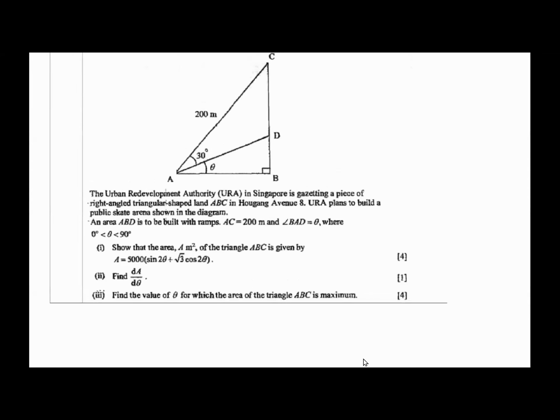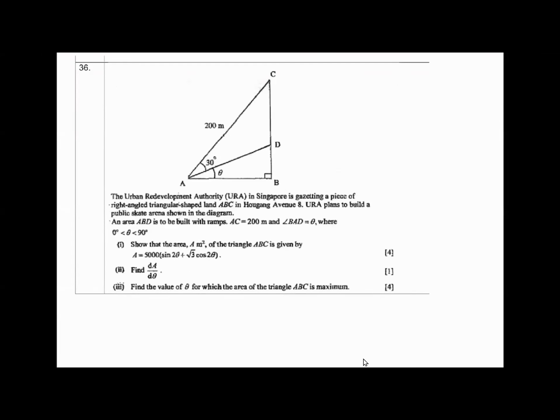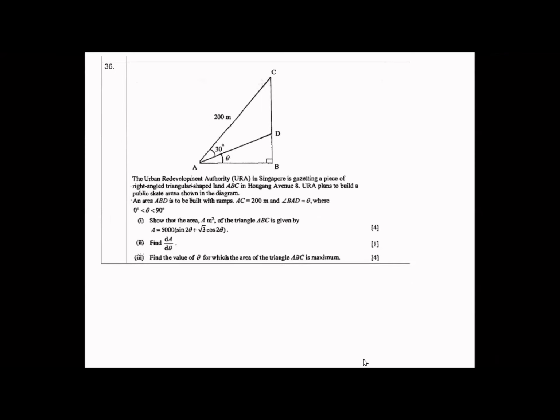Question 36. Please finish all the questions inside this, and I'll be giving you more practice on e power x, logarithms, and then application questions involving those functions. Okay, let's go. URA in Singapore is gazetting a piece of right-angled triangular shaped land ABC in Hougang Avenue 8. URA plans to build a public skate arena shown in the diagram.